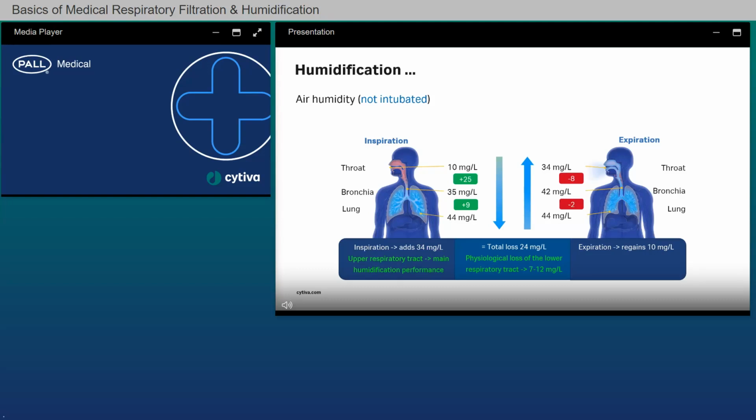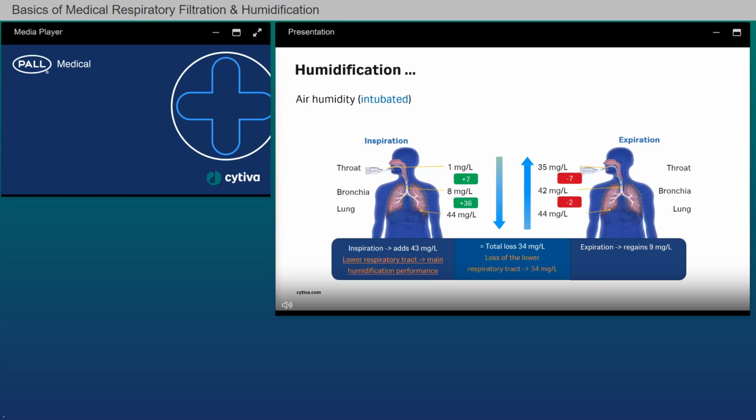When we exhale, unfortunately, the respiratory tract does not work like a sponge, and we can only gain back about 2 milligram per liter in the lower and about 8 milligram per liter in the upper respiratory tract. Total loss of about 24 milligram per liter, which is fine because that's what the body is used to. And we replace the liquid in our body with our hot chocolate in the morning or other ways to fill up our liquid. Also note that the main humidification work is in the upper respiratory tract, and the lower only contributes with a much smaller amount.